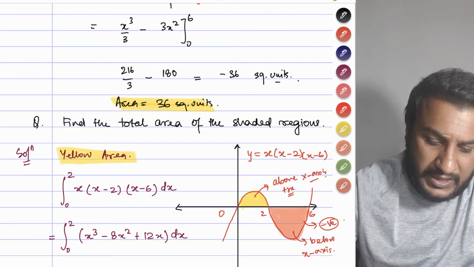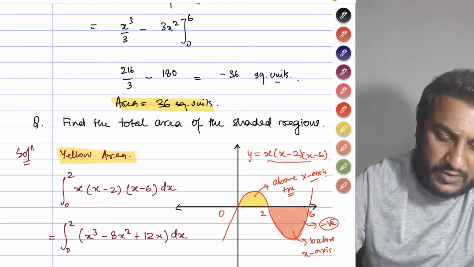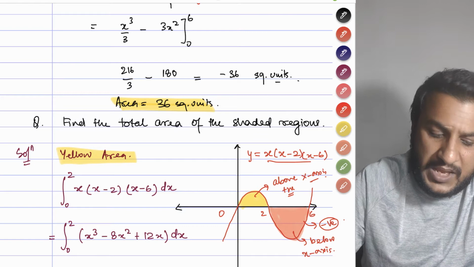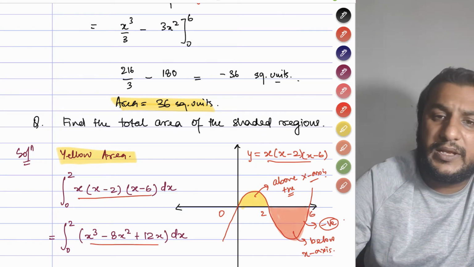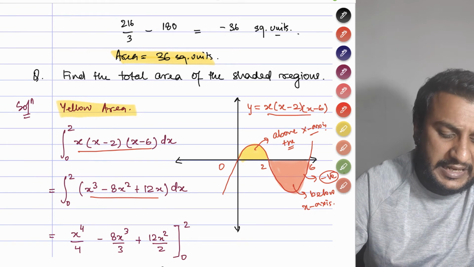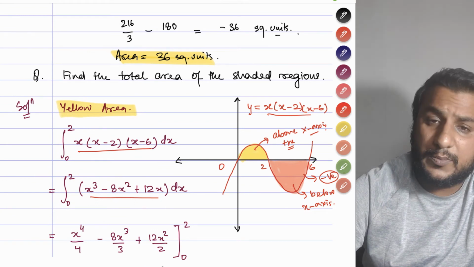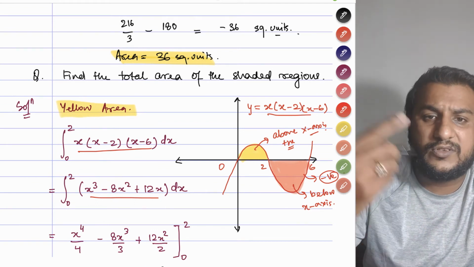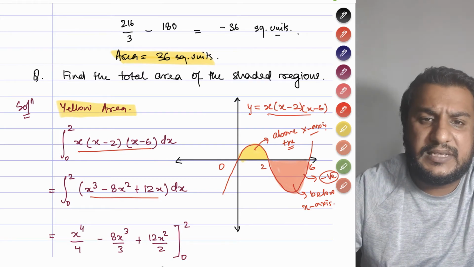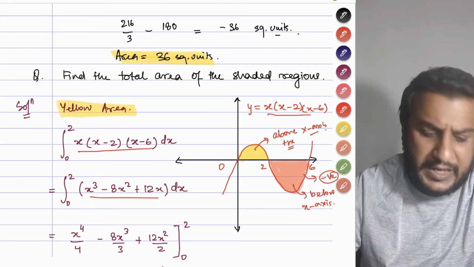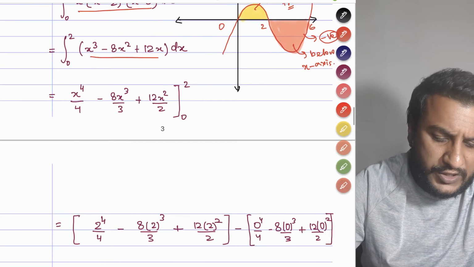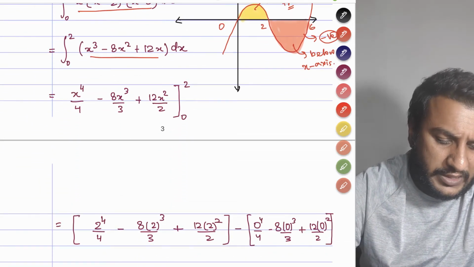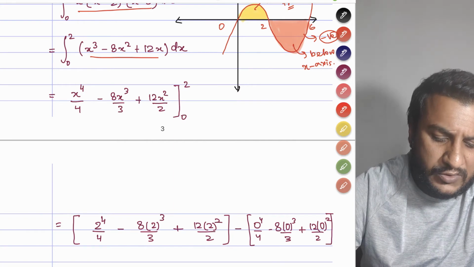So if I calculate this part, the yellow part, the function is this, so I just multiplied this function, so you get this part over here. Now integration of x cube would be x to the power 4, same formula, integration of x to the power n is x to the power n plus 1 divided by n plus 1. So now limits are 0 to 2. First you put the limit 2, so you'll get 2 to the power 4 by 4 minus 8 into 2 cube by 3 plus 12 into 2 square.